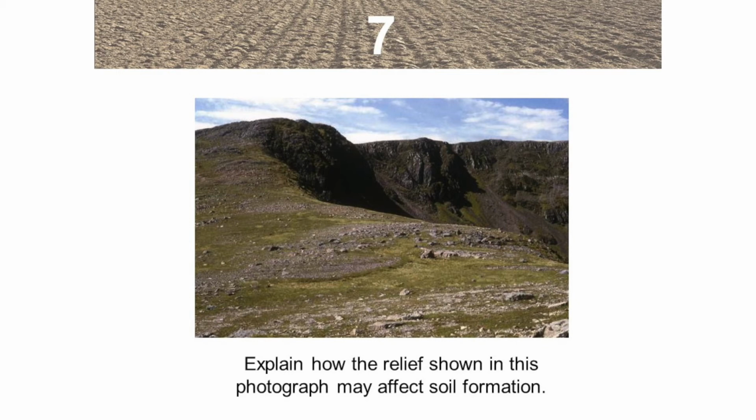Gradient affects runoff, percolation and mass movement, so the steep slopes are likely to be shallow, while the lower flat areas will likely be deeper. Relief influences aspect, which creates microclimatic conditions, with south-facing slopes having much faster decomposition as they are much warmer.